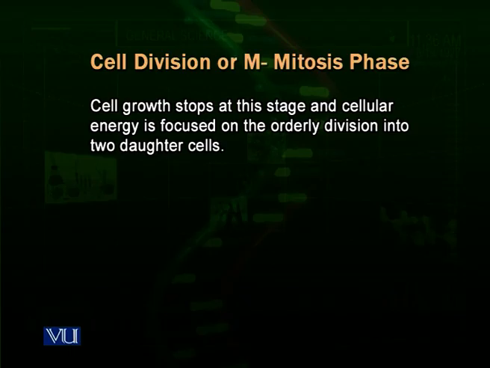mitosis phase, the cell stops its growth, because for growth the cell needs to apply energy, and cell division is a process which requires a lot of energy. So the cell puts all of its energy into division only, and it does not grow during this phase.